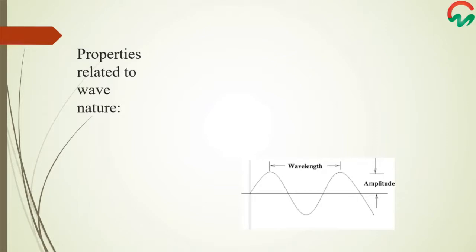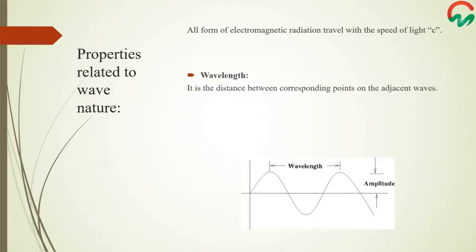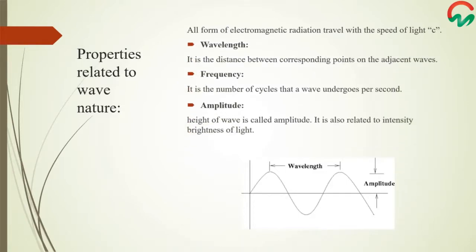First of all, we will try to cover some properties related to the wave nature. We know that all forms of electromagnetic radiation travel with the speed of light. Following are the properties that are related to the wave nature. Wavelength is the distance between two corresponding points on adjacent waves. Frequency is the number of cycles that a wave undergoes per second, and amplitude is the height of the wave, which is also related to the intensity or brightness of light.